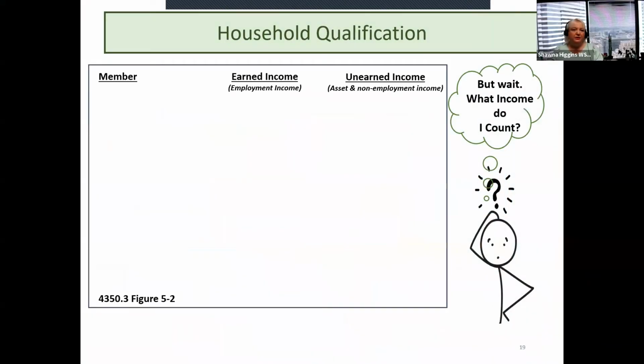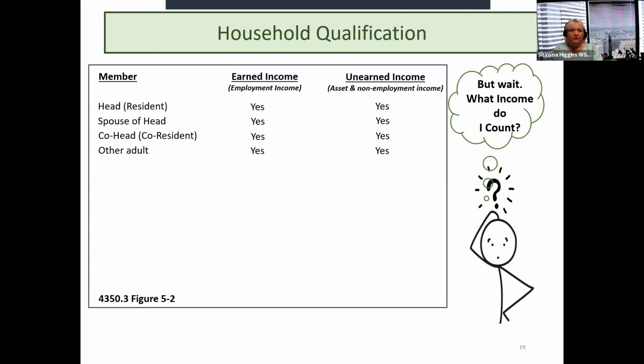We're going to move on and we're going to decide what income do I count. So for the head of the household, you're going to count their earned income and their unearned income. And that'll be the same for the spouse of the head, any other co-heads, and other adults that are 18 or older. And for dependents, children under 18, you're not going to count their earned income, but you will count their unearned income. So for instance, Social Security, SSI.